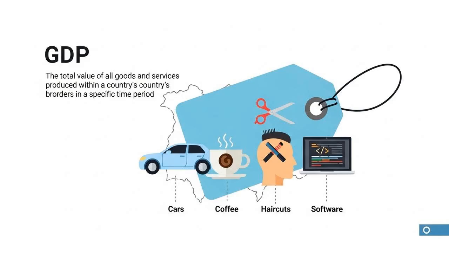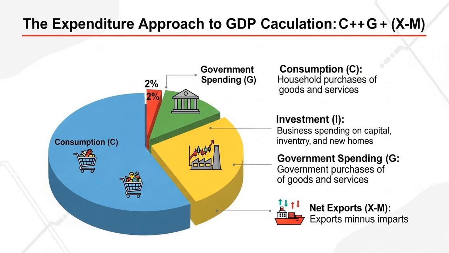At its most basic, gross domestic product is the total market value of all the final goods and services produced within a country's borders during a specific period, usually a quarter or a year. It's like a national price tag for everything made and sold, from cars and coffee to haircuts and software. The most common way to calculate it is the expenditure approach, which adds up everything everyone spent. The formula is GDP equals C plus I plus G plus net exports.